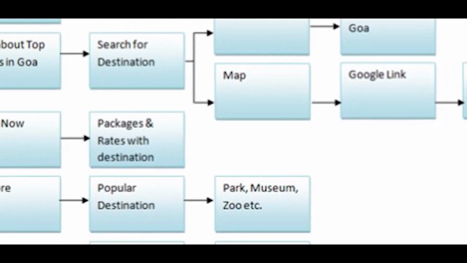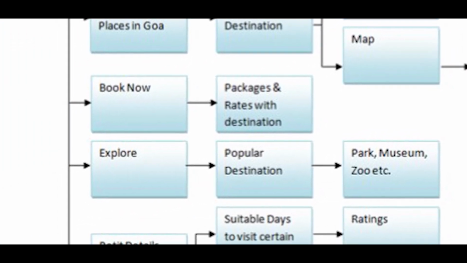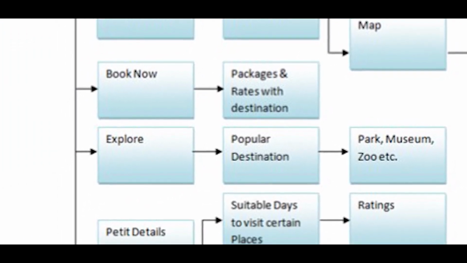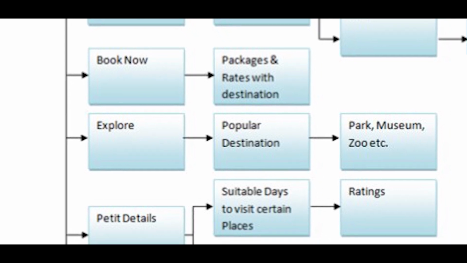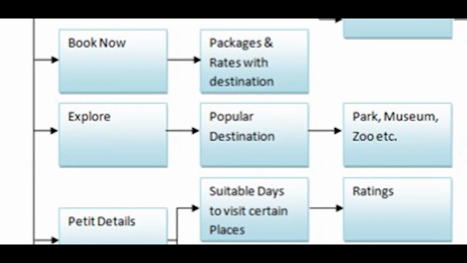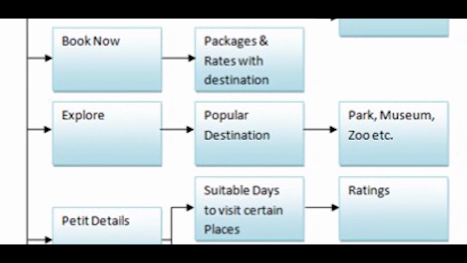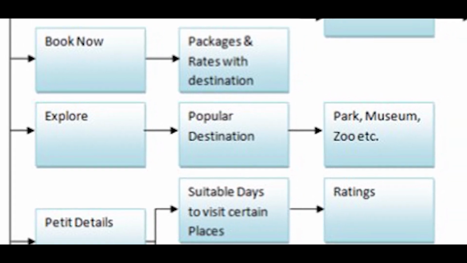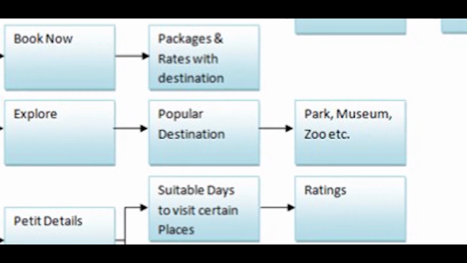Then we have the book now option. Here we can get information about the packages along with the places to be visited each day and their rates. Next is the explore option. By using this, we can get information about popular destinations like beaches, parks, museums, etc.